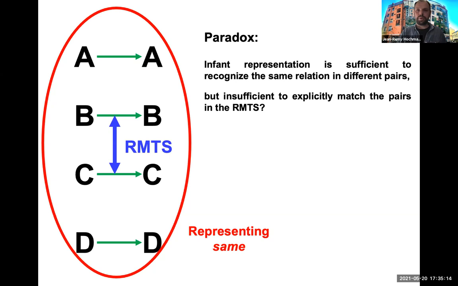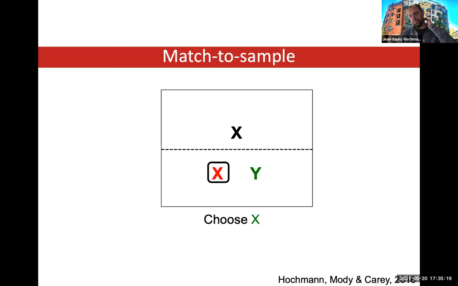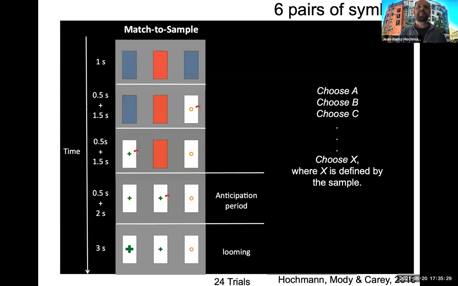And the hypothesis I want to propose comes initially from a match to sample experiment that we've run with Susan. This was the experiment. So it's really a match to sample. So the idea here is that you have cards that appear on the screen, okay? So you have three cards and each of them has a symbol on it. And at the end, one of the cards on the side, so either the left one or the right one, is going to be animated.